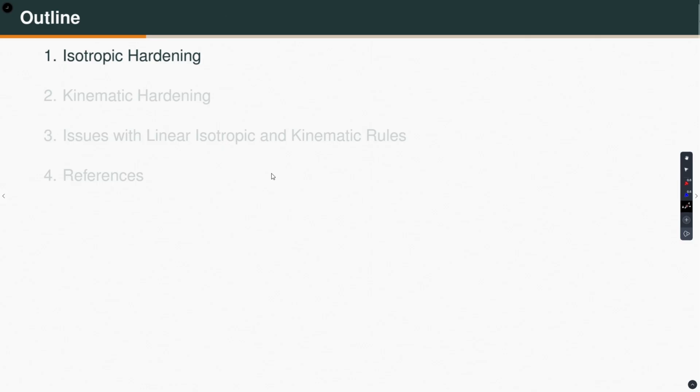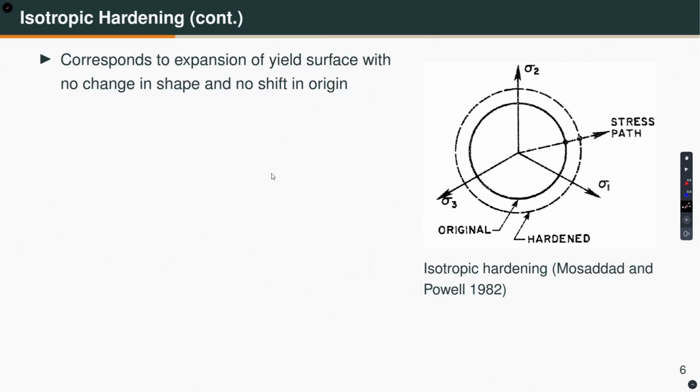Now, when we talk about isotropic hardening, what does it mean? It corresponds to expansion of the yield surface with no change in shape and no shift in origin. That means my circle in the deviatoric plane remains a circle, the origin remains at this point, but the radius of the circle now increases. That is what isotropic hardening means, the expansion of the yield surface without changing its shape and without changing the origin. So, initially, let us say this is my yield surface in the deviatoric plane corresponding to sigma y.